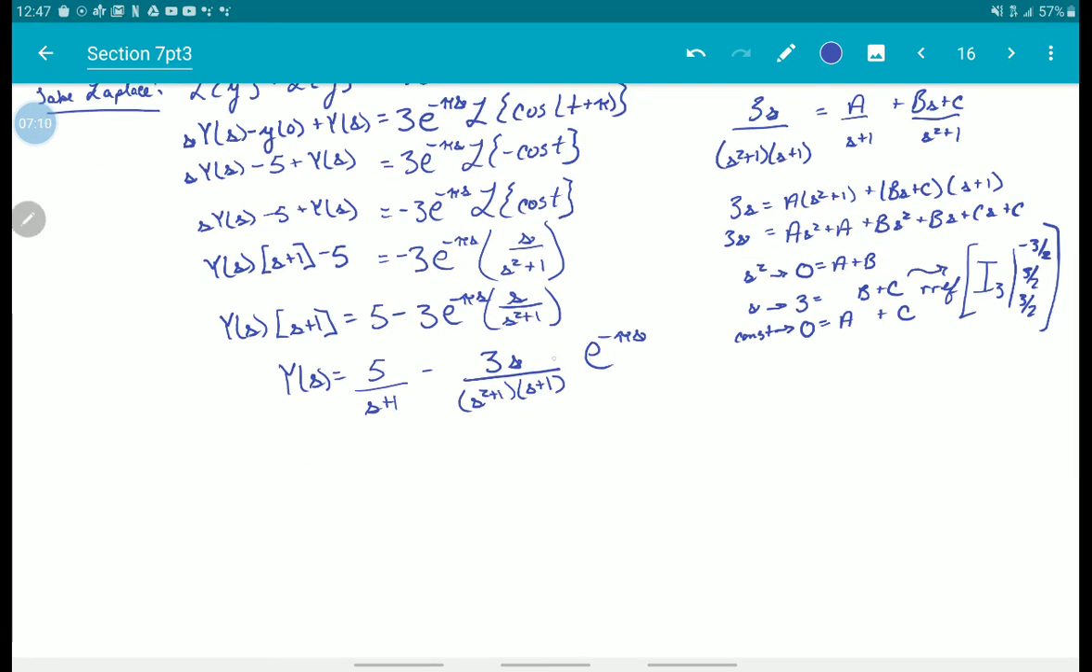So then this guy can be rewritten. So Y of s equals 5 over s plus 1 minus, and let's do that rewrite. We have negative 3 halves over s plus 1 plus 3 halves s plus 3 halves over s squared plus 1. And all of that's multiplied by e to the negative pi s. What that means is this guy's going to have a unit step piece.